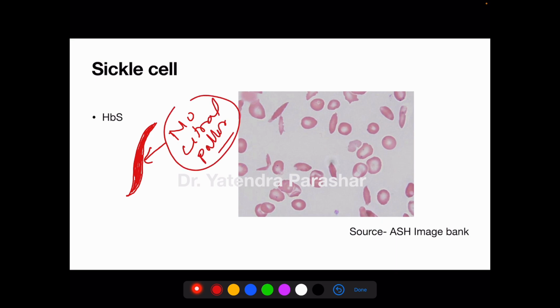Remember, you can confuse it with the pencil cells, which are actually seen in iron deficiency anemia. Pencil cell and sickle cell can look similar, but pencil cell has a central pallor, and pencil cell is seen in iron deficiency anemia. However, sickle cell does not have any central pallor.